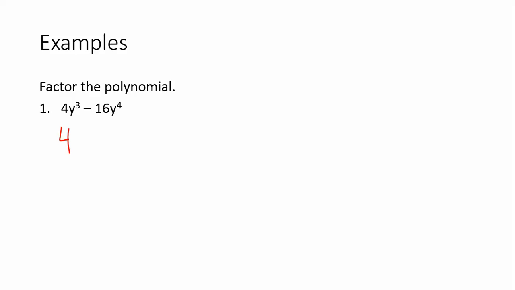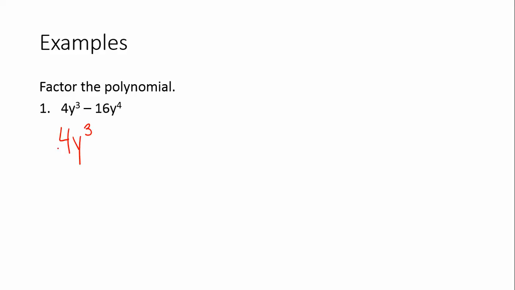Now we want to look at the variable, and the same rule applies from yesterday. We want to take the lowest exponent that's in common in both terms. We have y cubed and y to the fourth. Essentially you might be thinking, what's the most that all of those terms can give? And it's always the lowest exponent. Well, the lowest exponent is a 3 on the y, so we're also going to factor out a y cubed.